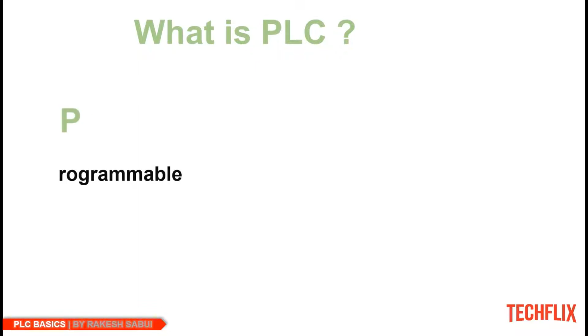P stands for programmable. A program is a piece of code written in any coding language. For PLC it is mostly ladder logic, FBD, etc. The program is written in the PLC software, which can run on a normal computer or server.